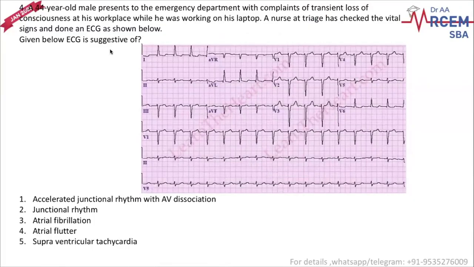Next question: a 44 years old male presents to the emergency department with the complaints of transient loss of consciousness. Transient loss of consciousness and syncope mean one and the same. At his workplace while he was working on his laptop, a nurse at the triage checked his vitals and did an ECG as shown below. So what is this ECG suggestive of?